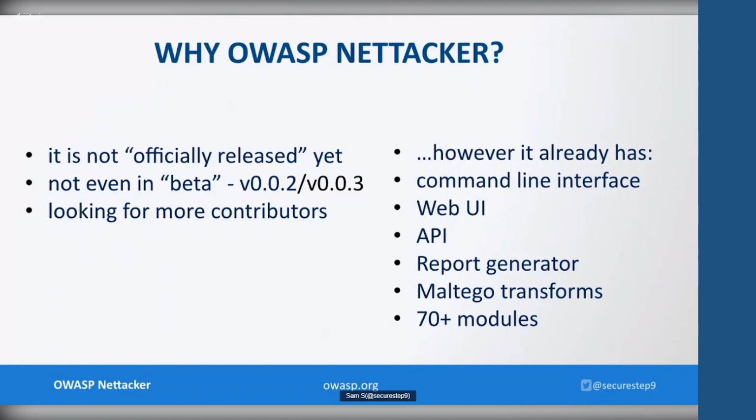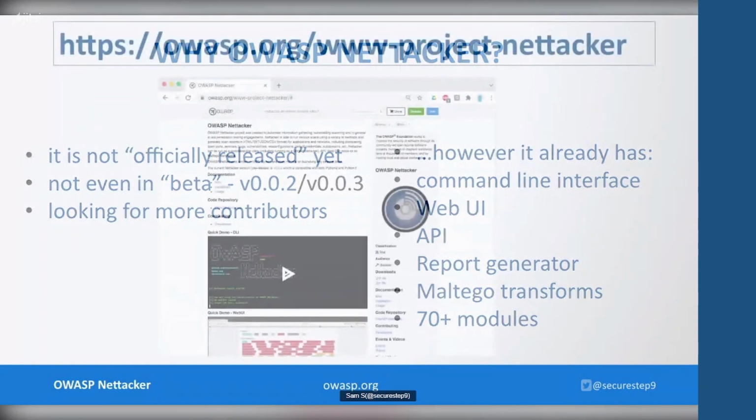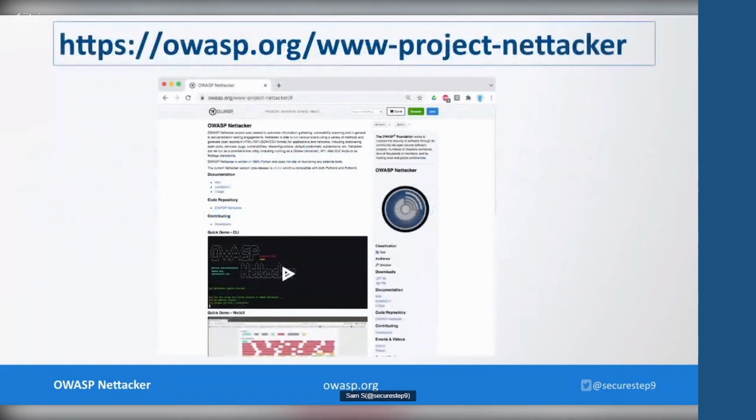However, why is it so cool? Because it already has a command line interface. It does have a web UI, a web user interface. It has an API. There's a report generator. It has something called a Maltego transform. Those of you who use Kali Linux will probably know about a tool called Maltego, which is used for all sorts of investigations. And it currently has over 70 modules in its arsenal.